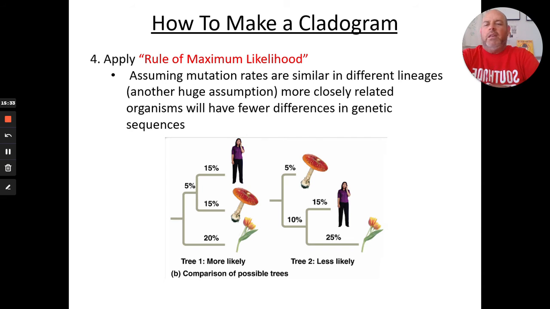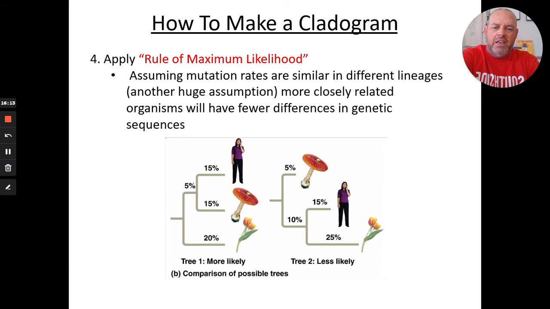So if we go to the next slide, now we kind of start putting them together. What would the cladogram look like? Well, we apply this other rule called the rule of maximum likelihood. Assuming mutation rates are similar or the same between the human and the mushroom and the flower, which again is a huge assumption because they're not always the same. Some things mutate quicker than others, but assuming they are the same, more closely related organisms will have fewer differences in the genetic sequence, right? If they are more similar organisms, their DNA would be more similar. If their DNA was more different, if we had a bigger difference in the A, C, G, and Ts, then they probably evolved earlier and have now split. They've now diverged over a longer period of time.